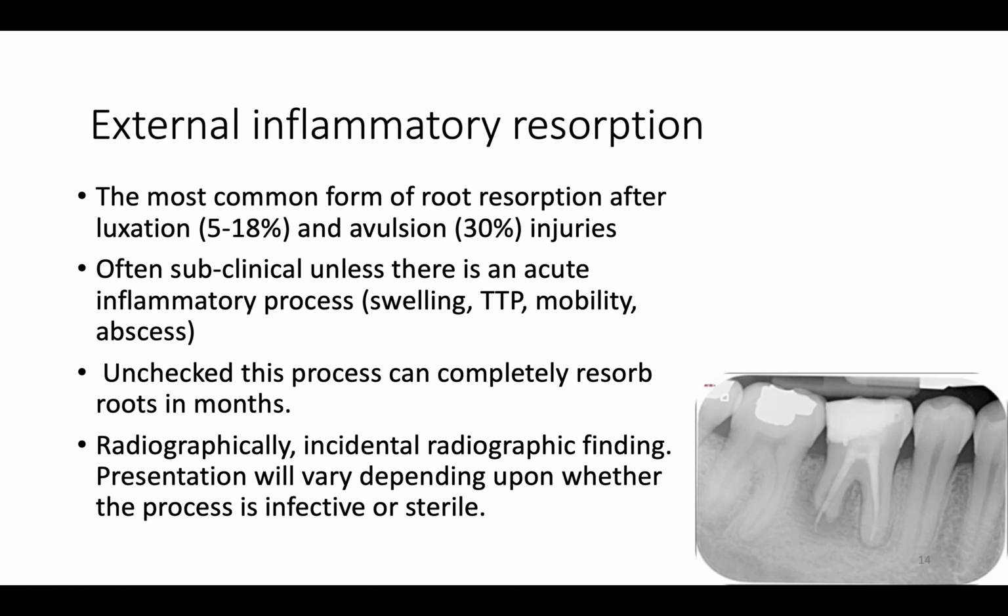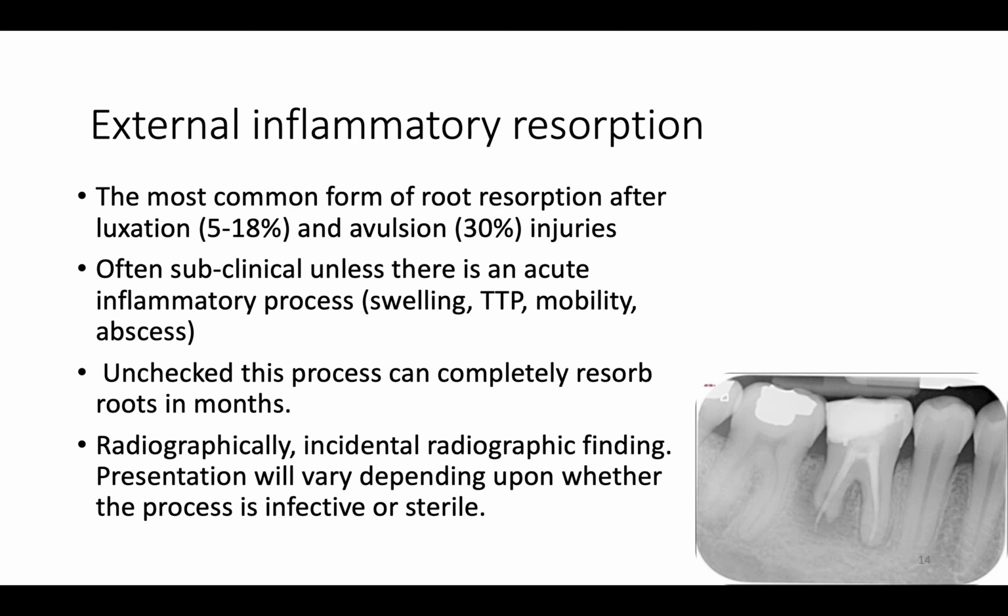And this process will continue because of the continuous stimulation by bacteria and the infected pulp. Now, it's the most common form of root resorption after luxation injuries and avulsion. Almost 30% of teeth that had an avulsion will undergo external inflammatory root resorption, and around 15 to 18% of teeth that had luxation injury will undergo external inflammatory root resorption.